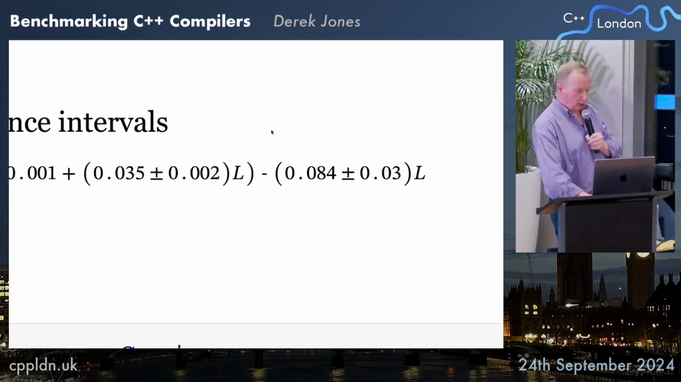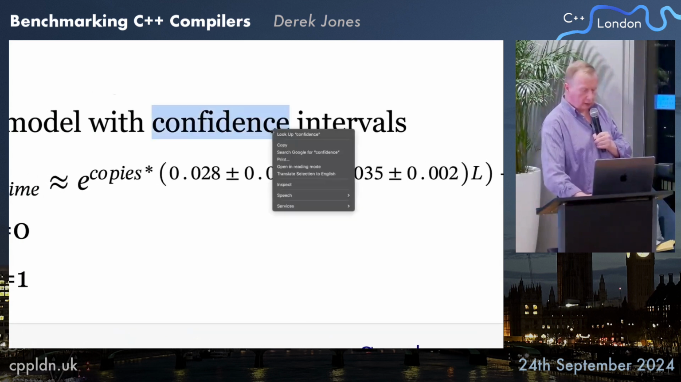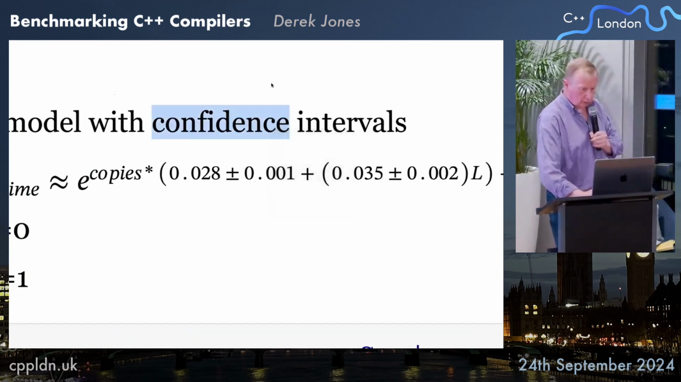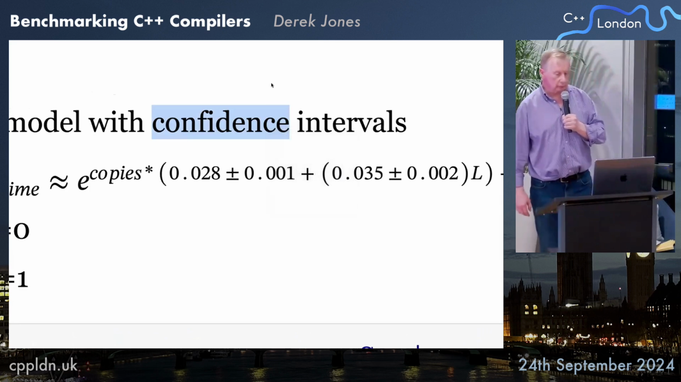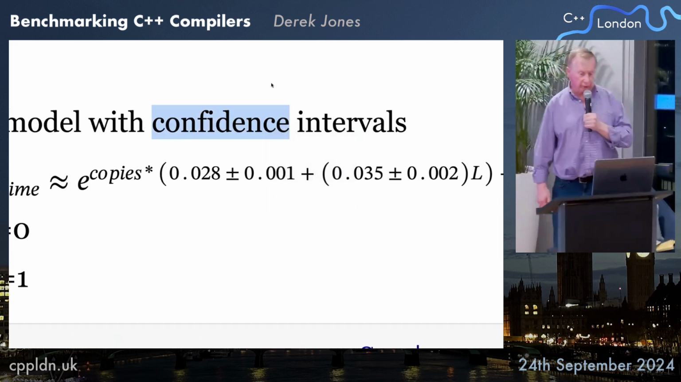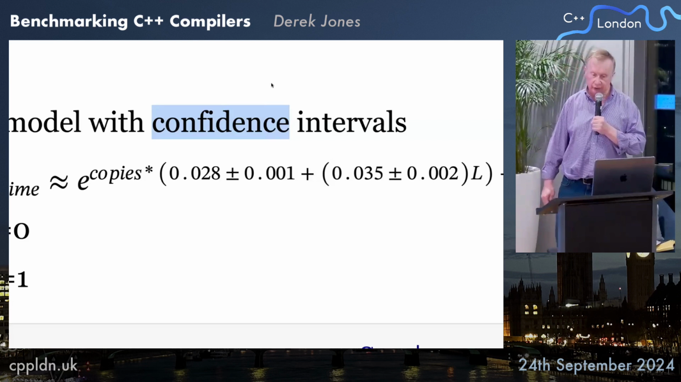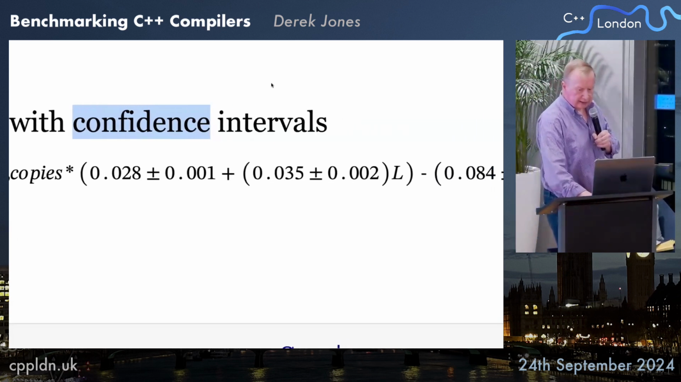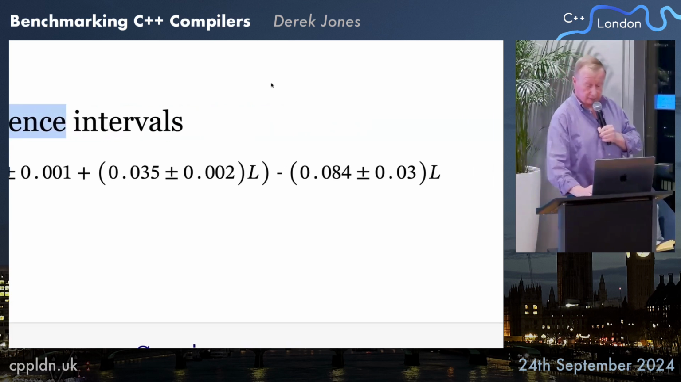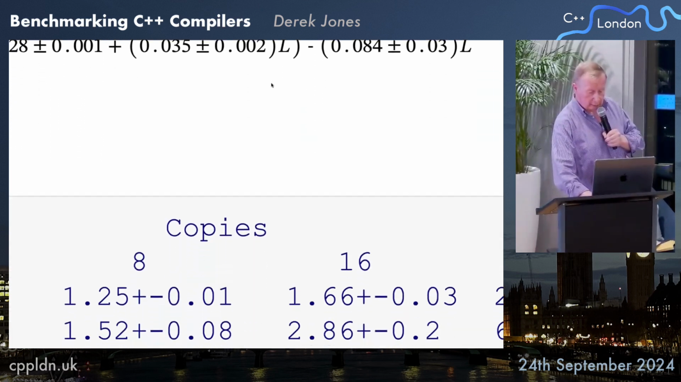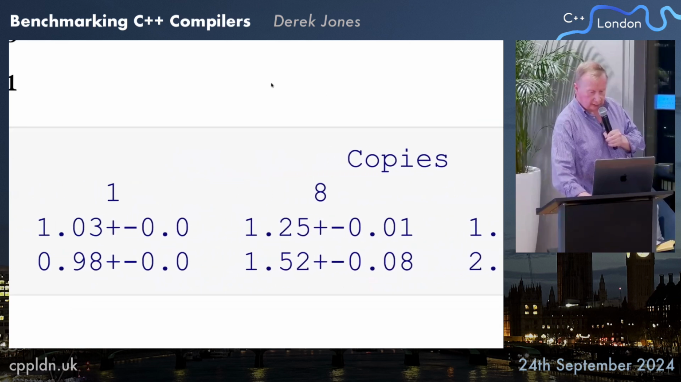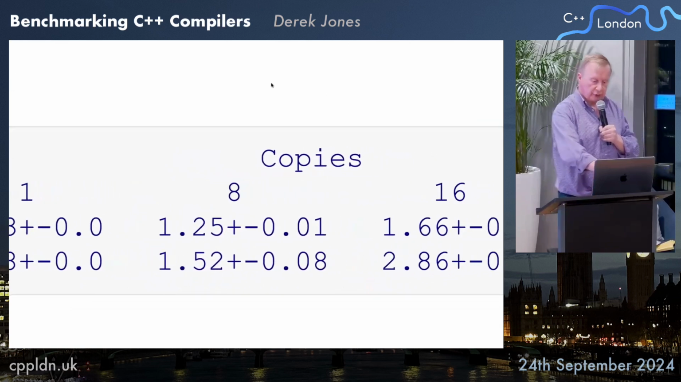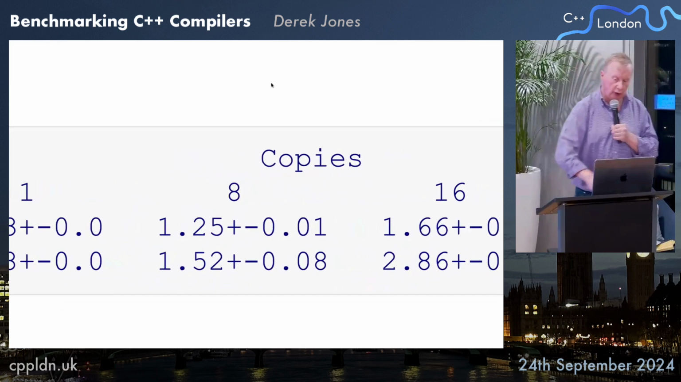You might say, well, here's the formula. What's the confidence interval on that number, on that 0.028? And in fact, the confidence interval here is 0.001. And here it's 0.002. So if you want to get down into the details of confidence intervals, those are the numbers. And then when we talk about the copies again, it's 1.2 plus or minus 0.01.